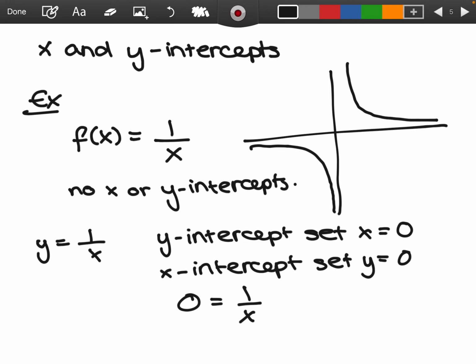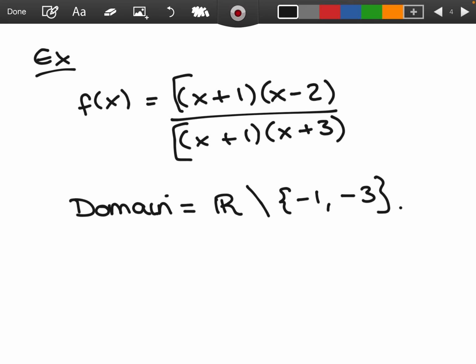Just as a heads up, you will see this more and more as we go along. If you are trying to find the x-intercept, so you set y equal to 0, setting y equal to 0 for a rational function is equivalent to just setting that numerator equal to 0.